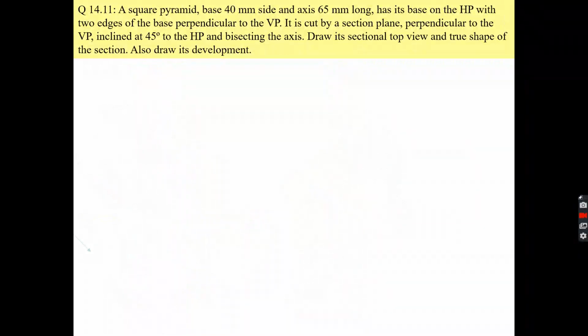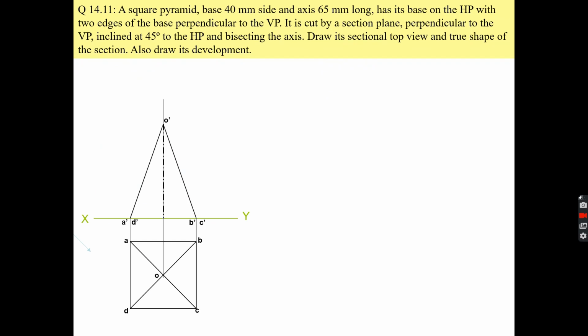Next question, I am again taking a question we have done in the section of the solid. The same part I am doing here. This is your square pyramid, base side 40 mm, axis 65 mm, has base on the HP with two edges of the base perpendicular to the VP. So this is your front view, top view, and true shape of the solid.